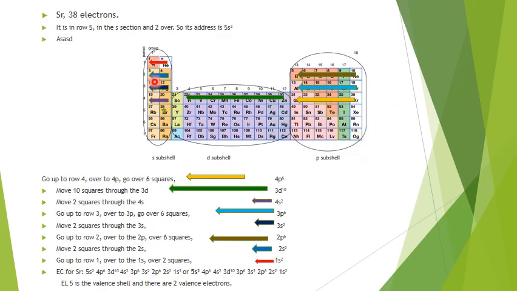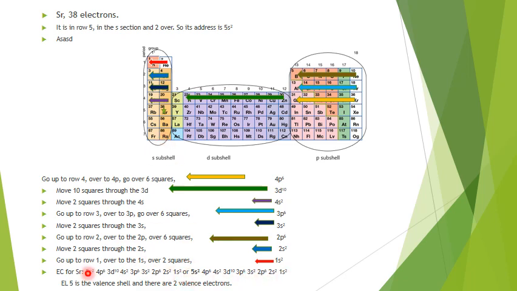Okay, now strontium. Strontium is number 38, in row 5, in the S's, and it's 2 over, 5s2. So we're done with row 5. You go across, that's the 5s2. Now you come up to row 4 and you do all of row 4: 4p6, 3d10, 4s2. Go up to row 3, 3p6, 3s2. Row 2, 2p6, 2s2, 1s2.